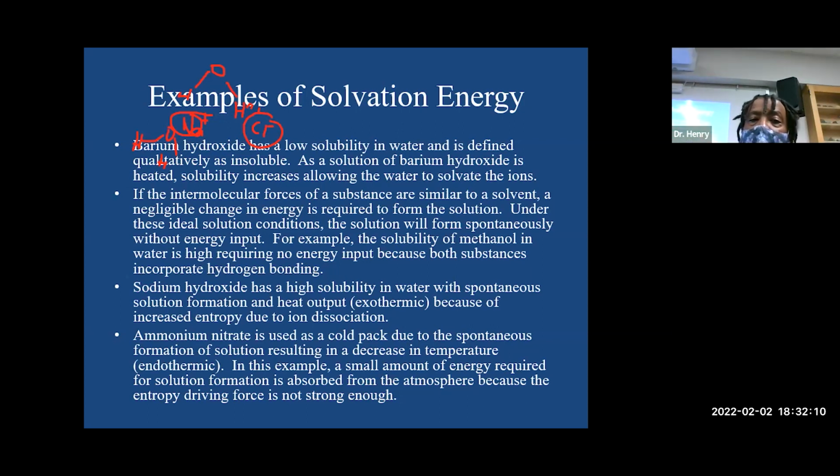Okay, so in the very first one, it says the solubility increases, allowing the water to solvate the ion. That basically means the water is going to dissociate the ion, or the water is going to be allowed to help the ion form, right? So it's being used as a verb. It's just dissolving. It's another way of saying dissolving.